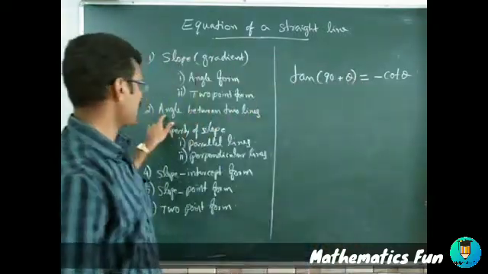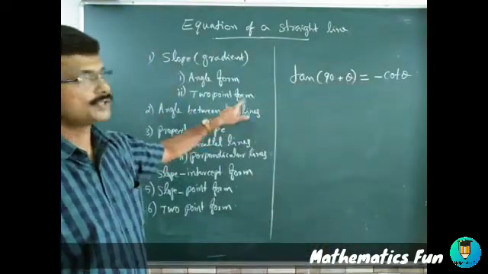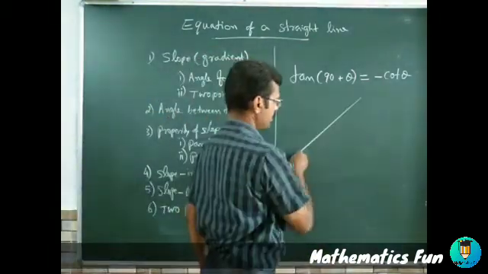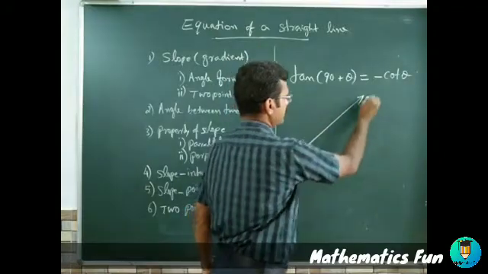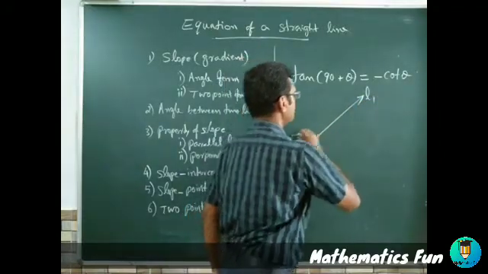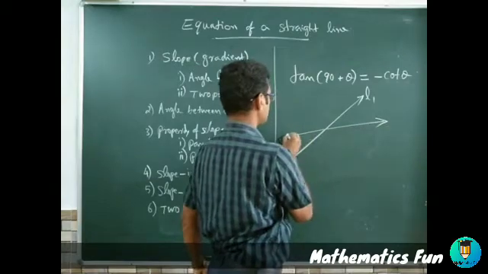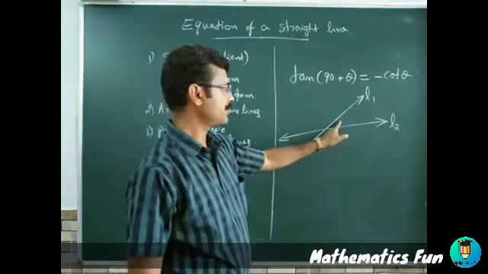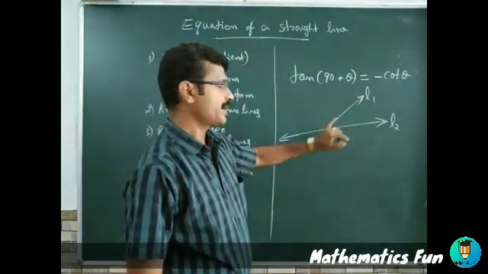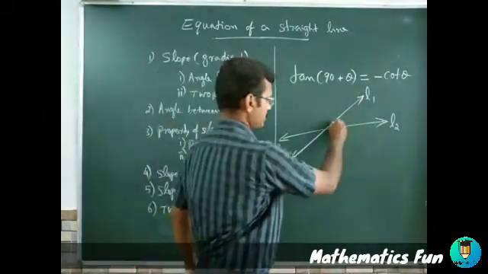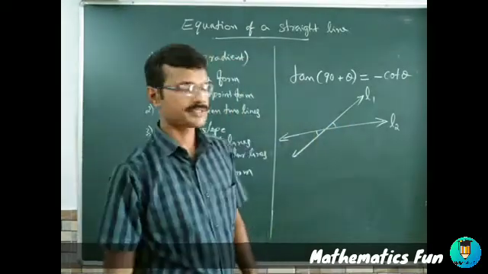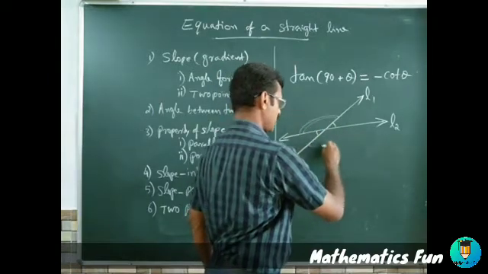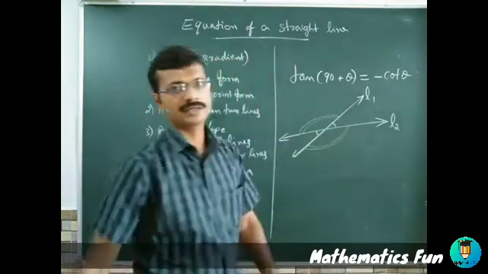Now the next point, that is the angle between 2 lines. When 2 lines are given, this is also new for you. Let this be line number 1, and another line, let it be L2. When 2 lines are given, we can find 2 pairs of equal angles. See these 2 angles, we know they are equal, vertically opposite angles. This angle and this angle will also be equal, vertically opposite angles.